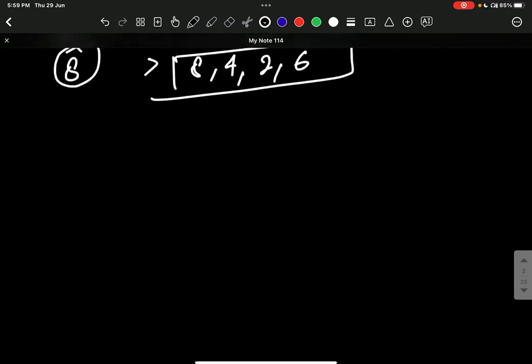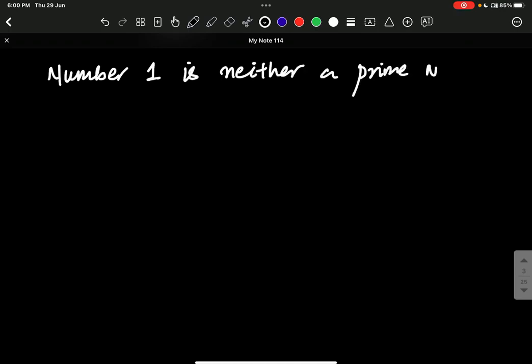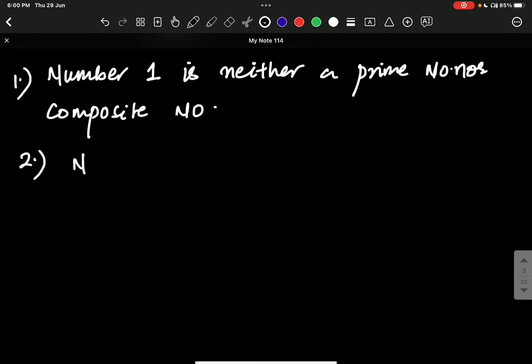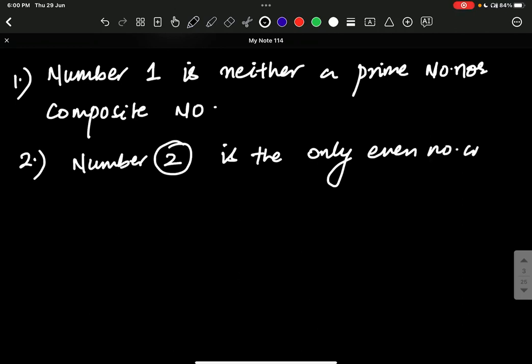Then there are certain other concepts that you people should be knowing. Okay, so let's just talk about it. See, number 1. What is number 1? Number 1 is neither a prime number nor a composite number. Yes or no? This is a point to be noted. Another point. Number 2 is the only even number which is a prime number.